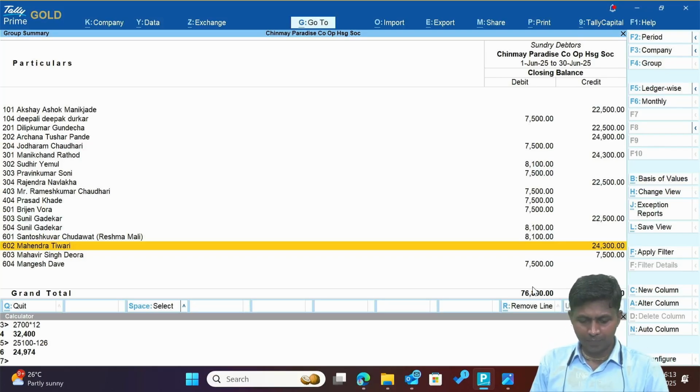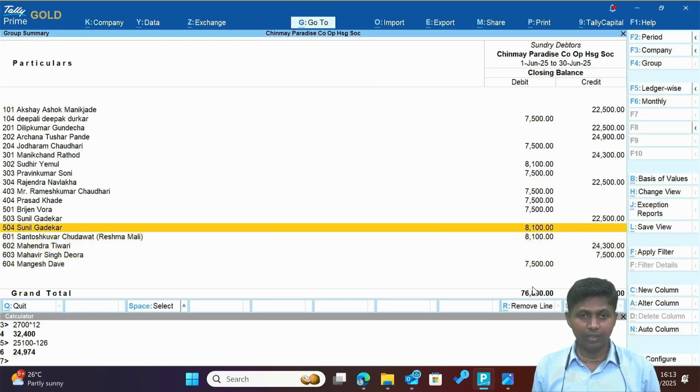One second. We have forgotten one thing. In between, I told you to provide for a penalty of rupees 100 per month if the flat owner doesn't pay within 30 days after raising the bill. Then how to deal with this situation, or how to provide for the penalty? For that, just open the tally.